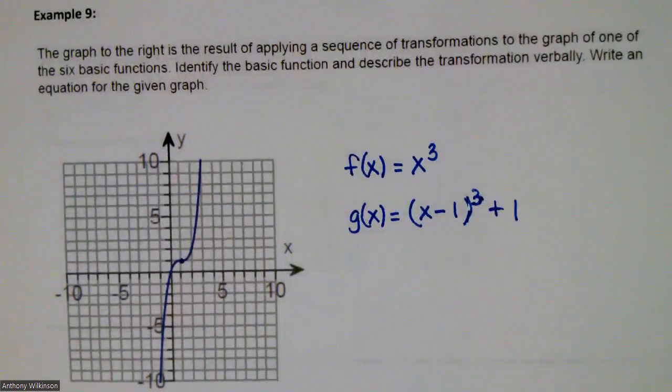X minus 1 quantity cubed plus 1, because that's the cubic function.